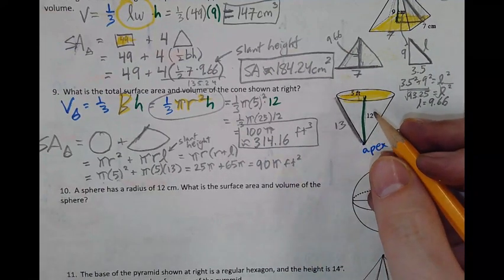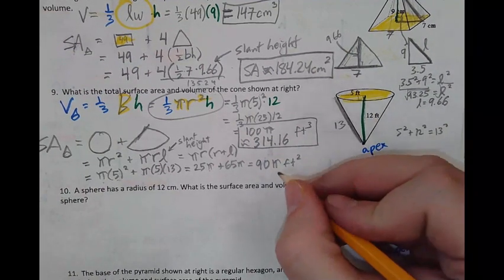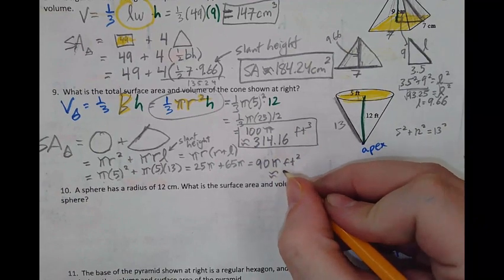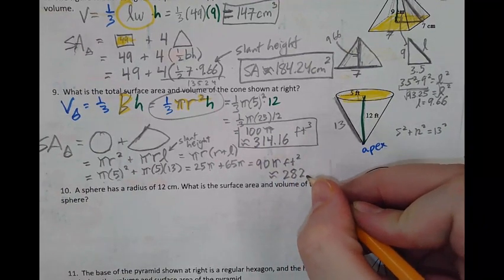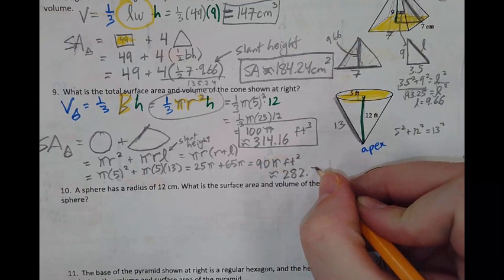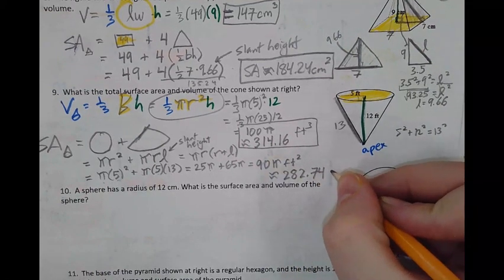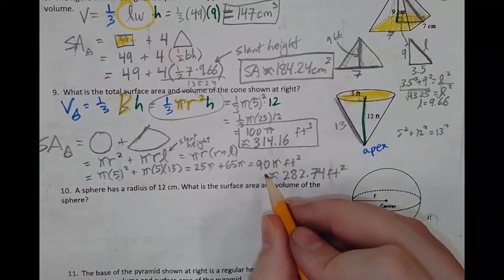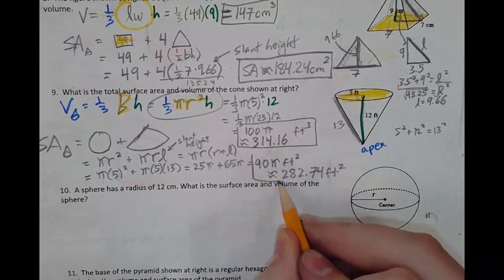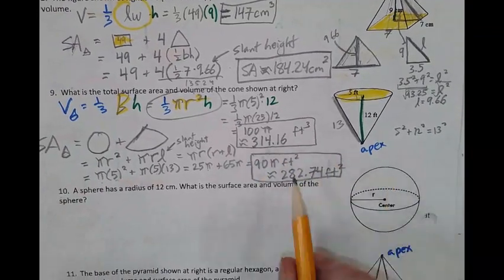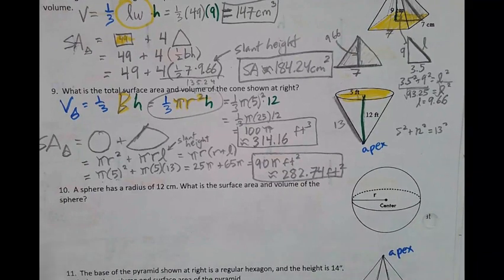90 times pi. The answer is approximately 282.7433. So 282.74 feet squared. Remember, you can just write your answer as approximate unless it's also asking for your exact answer. But most of the time, you can just write your answer as approximate.